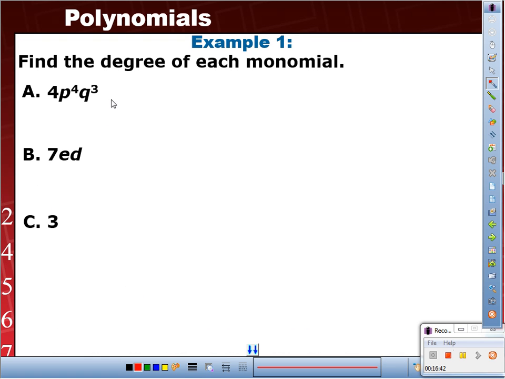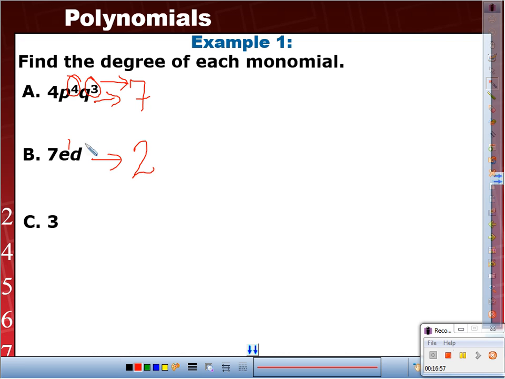Okay, this one is 7th degree, yes, because it's 4 plus 3, that gives us 7. This is to the 2nd degree, because 1 plus 1 is 2. And this one is to the 0 degree, because it doesn't have a variable. Hands if you got all 3. Okay, good. Copy these next 3.